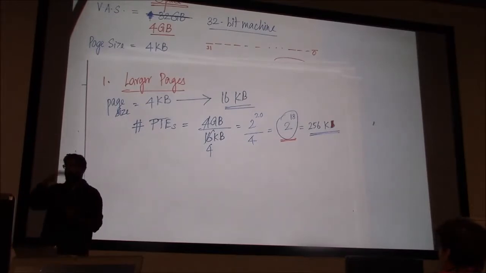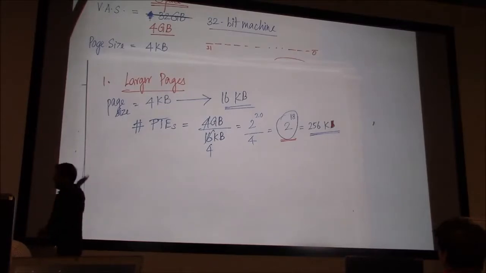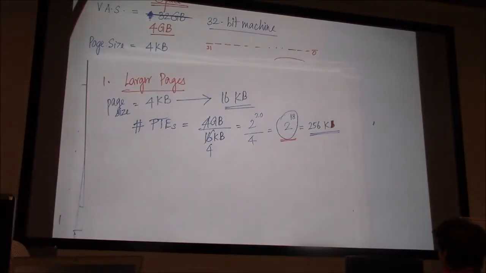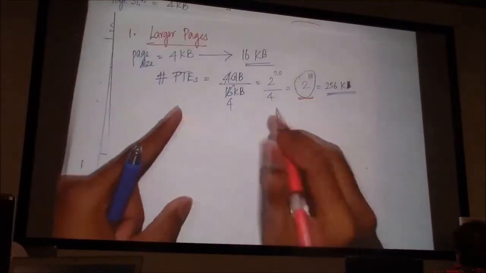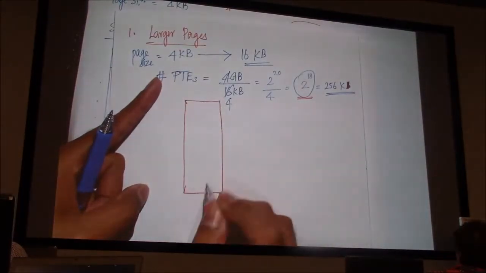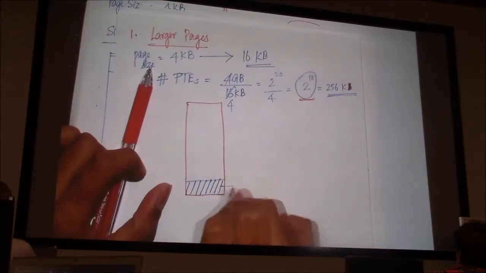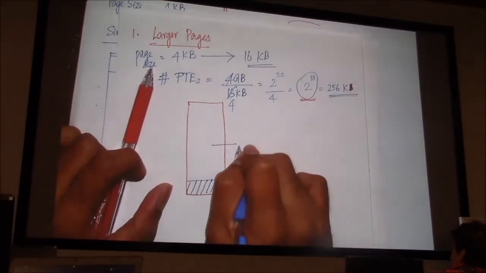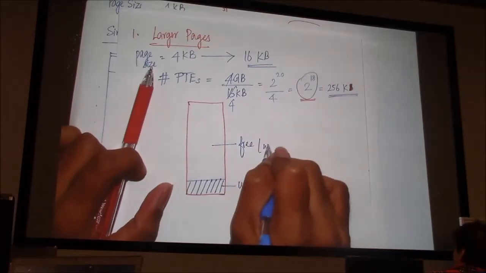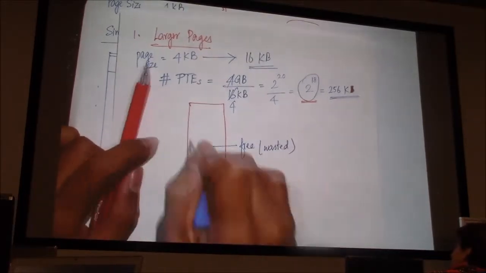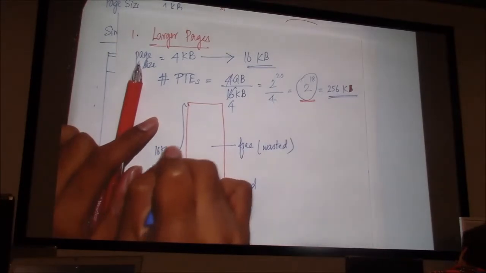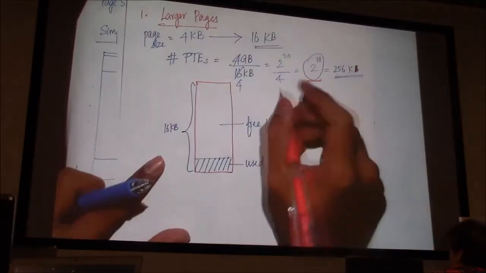It's very similar to loading the entire process or loading an entire segment of code, data, or stack. So definitely this has advantages, but the main disadvantage is internal fragmentation within a single page. Since the page size became so large, within a single page only some part may actually be used, and the rest may be free, and so it is wasted. If this whole thing is just 16 KB in size, internal fragmentation is the problem here.